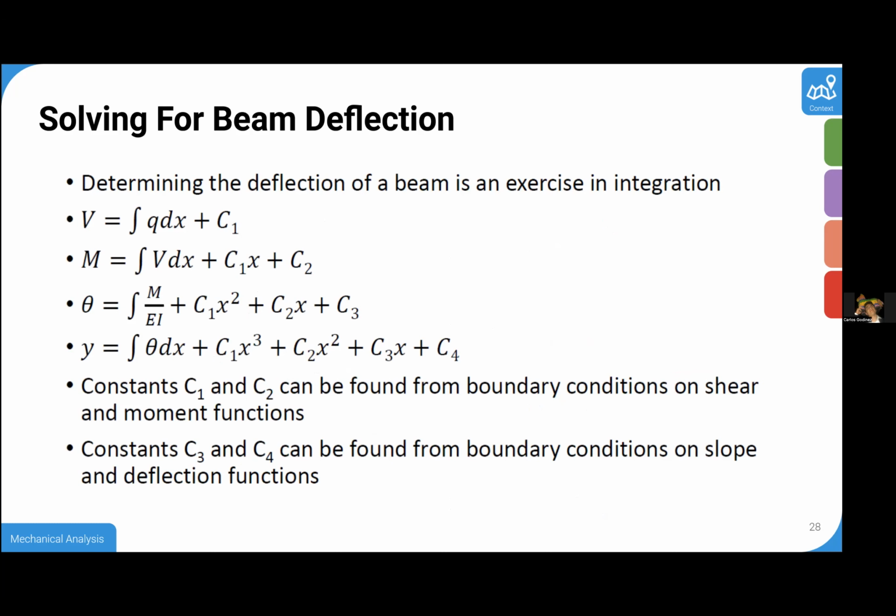Exactly as I just said. If you want to take your loading function, you can integrate that and add your constant of integration, and then rinse and repeat until you finally get to your pure deflection function. Again, these are all for static cases in small deflections, small being, I believe Avery said the rule of thumb is like 10% or something like that.